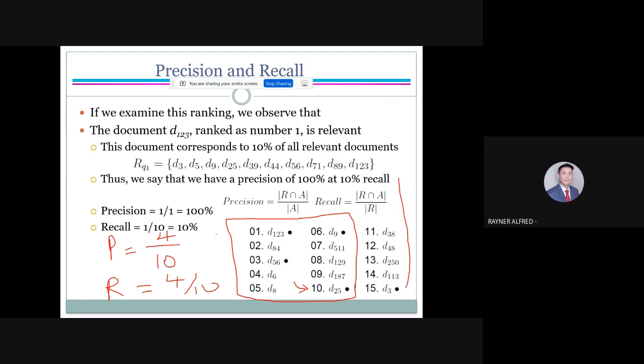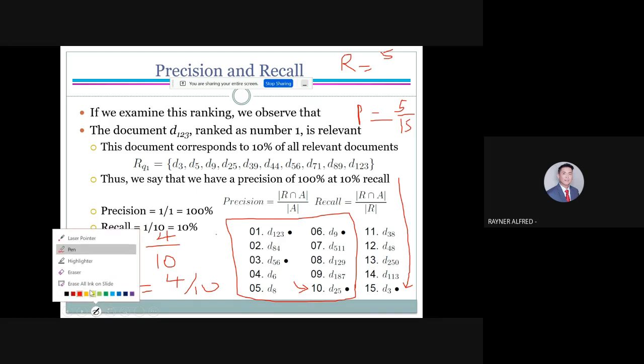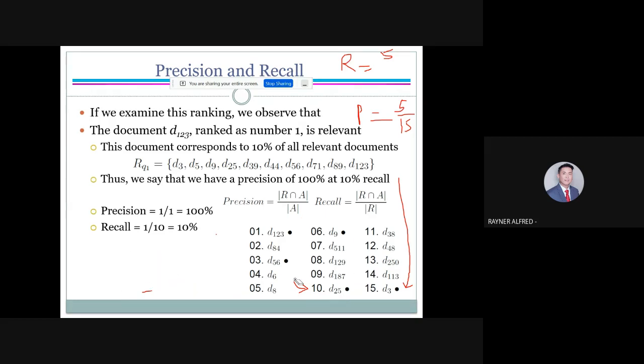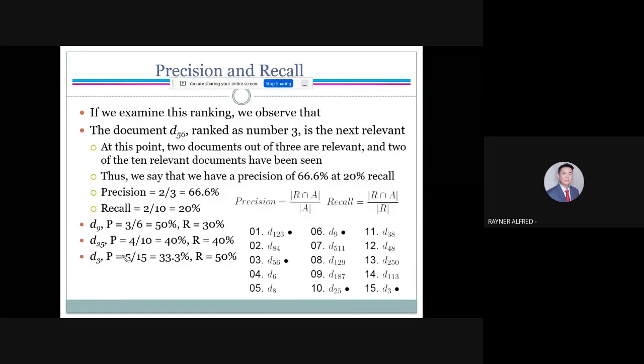So what about this one? What is P? 5 over how many? 15. Yes. What about the recall? 5/10. Okay. So some of you got the idea already of how to compute precision and recall. But that will be the basic foundation on how we plot the precision versus recall. So these are all the examples that we have.